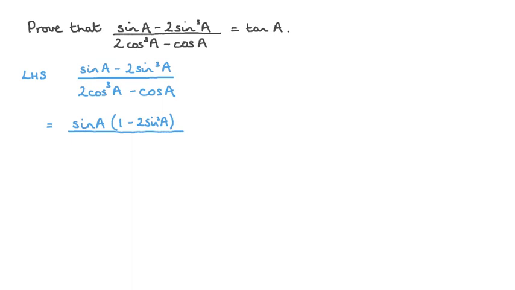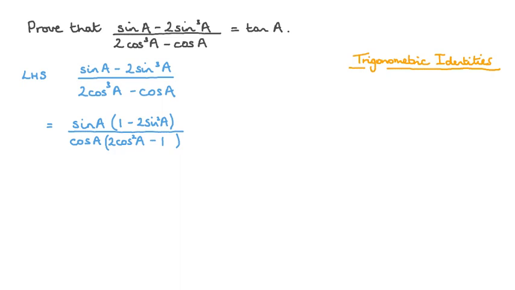Let's move on to the denominator. On the denominator, we can take out cos A as a factor. Then inside the bracket, we're going to have 2 cos squared A, because cos A multiplied by 2 cos squared A gives us 2 cos cubed A. And then we've got minus 1, because negative 1 multiplied by cos A gives us negative cos A.